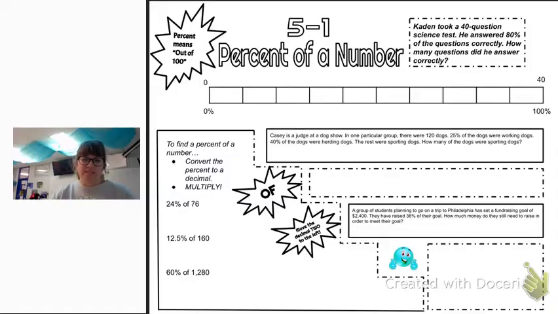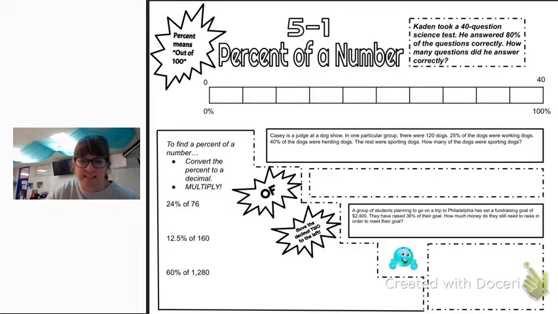Welcome to Unit 5, Lesson 1. We'll look at calculating percent of a number. All of Unit 5 will focus on percents, which you've seen before in 6th grade. So hopefully you remember that when we talk about percents, we're talking about a value out of 100. And that doesn't necessarily mean that we're dealing with 100 of something. It just means we're using 100 to represent the whole.